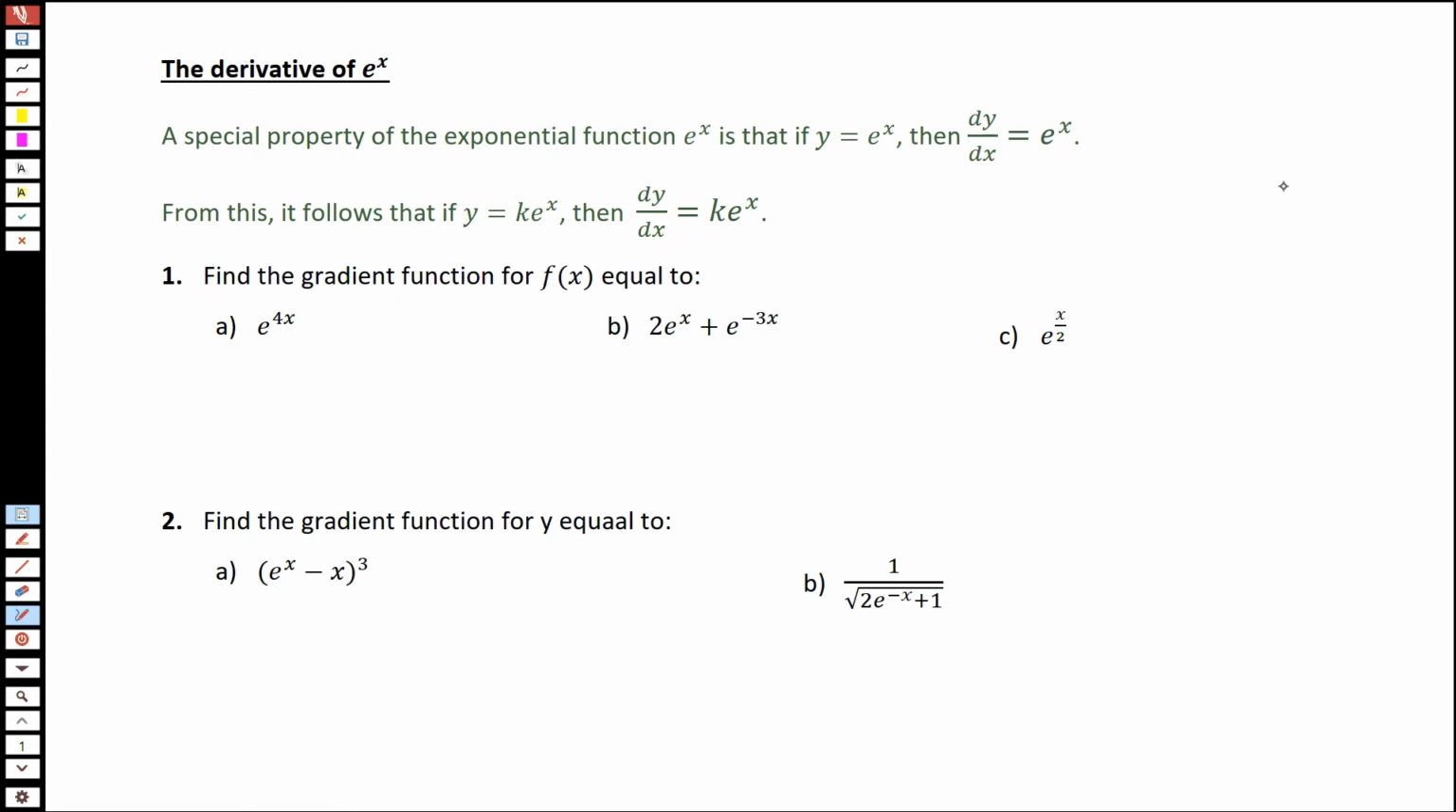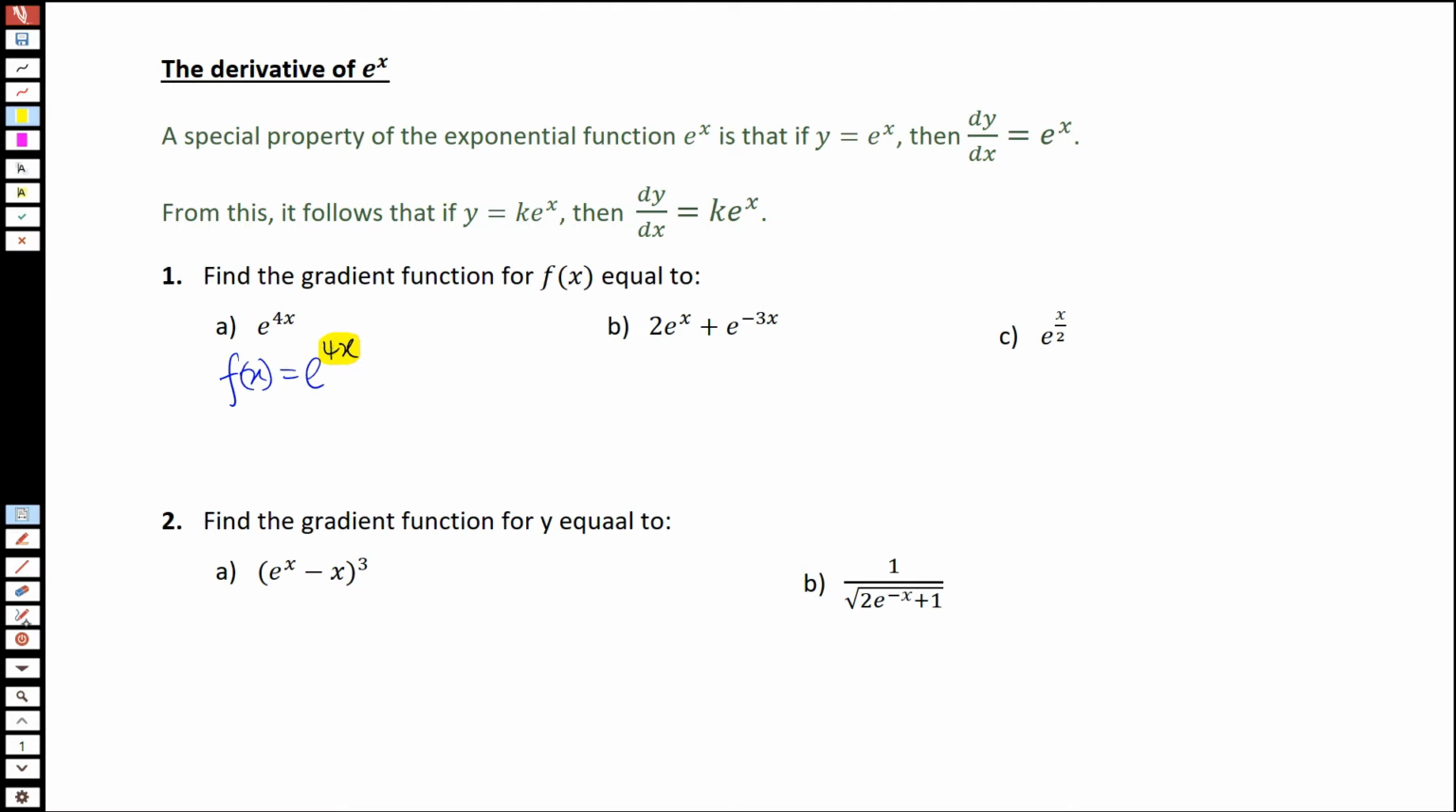A special property of the exponential function is that the derivative of e to power x is just e to power x. And therefore, we can use that idea when we find derivatives involving e to power x. For example, in number one, we have f of x is equal to e to power 4x. Now, one thing you can notice here is that that is the power. So in this case, we have a function inside a function. And previously we talked about this, that when you have a function inside another function, you apply chain rule.